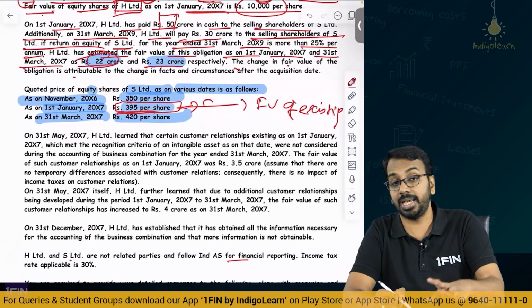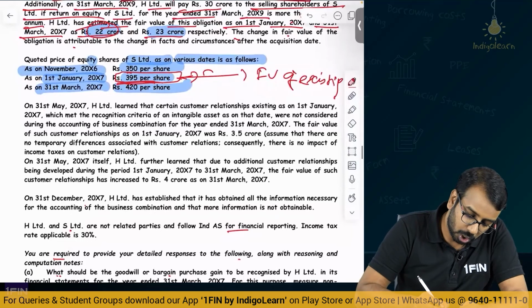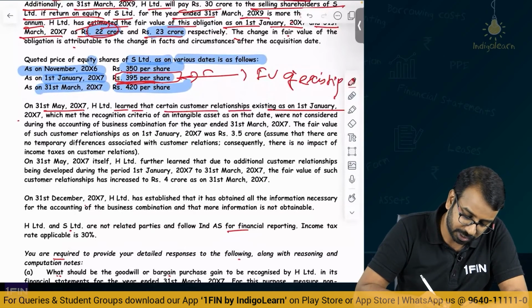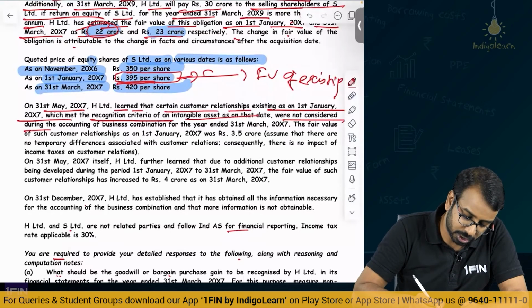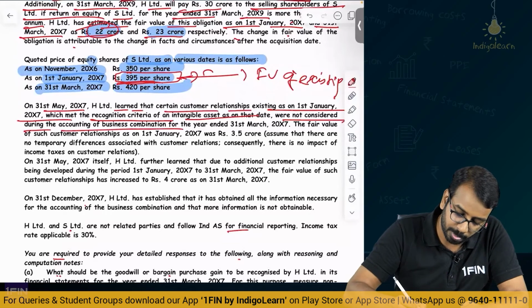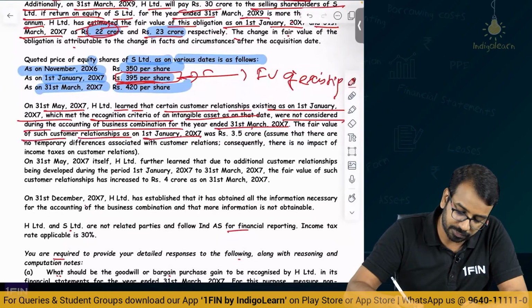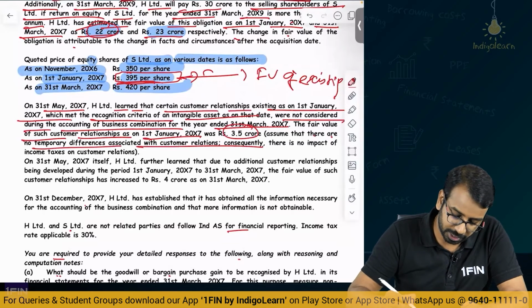So whatever is the existing stake, you will multiply with the fair value and get the fair value of the existing stake. On 31st May, H Limited learned that certain customer relationships existing on 1st of January, which met the recognition criteria of intangible asset, were not considered during the accounting for business combination for the year ended 31st March. The fair value of such customer relationship on 1st of January was 3.5.